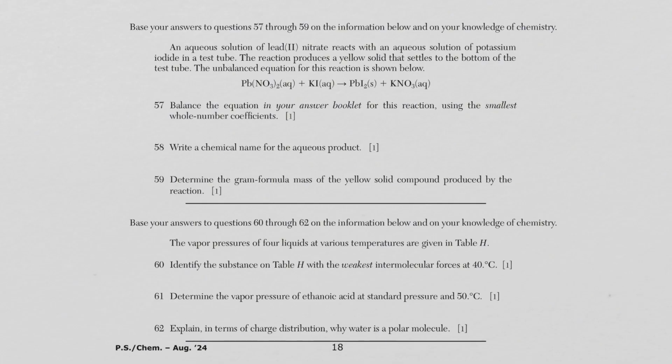For the last question here, I'm asked to determine the gram formula mass for the yellow solid compound produced in the reaction. By looking at the reading passage, I am told that the lead nitrate reacts with the potassium iodide in the test tube, that's here, and produces a yellow solid that settles to the bottom. That has to be the PbI2. Why? Because the S stands for solid.